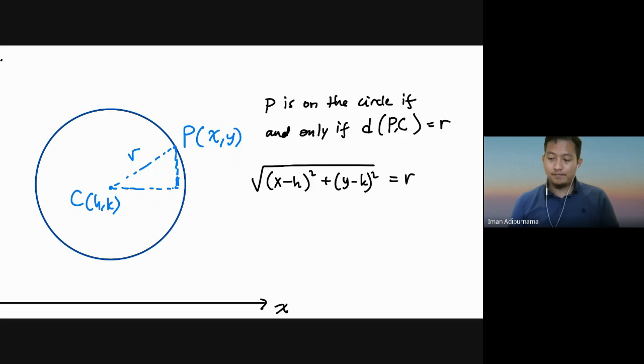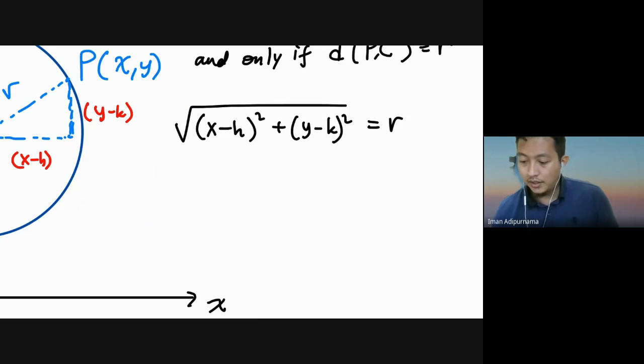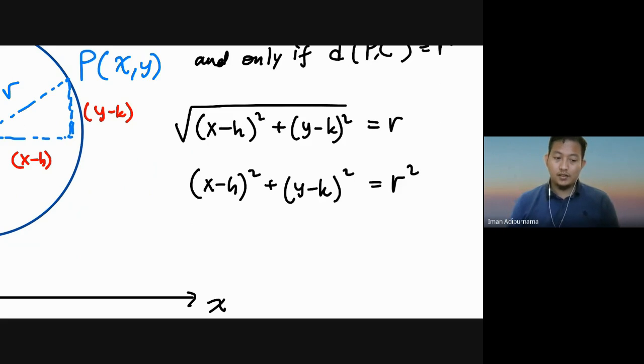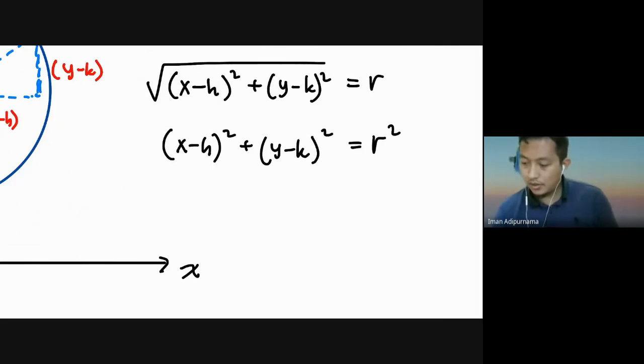So this will be the x minus h, and this will be y minus k. And then we get the formula from the triangle, the Pythagorean formula. This is what it looks like. Usually we write it in terms of r squared instead of r. So this is our equation of a circle.